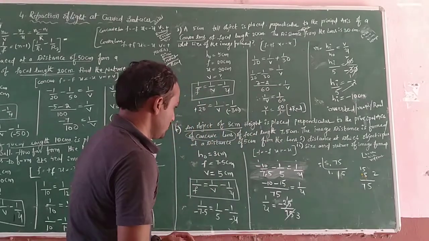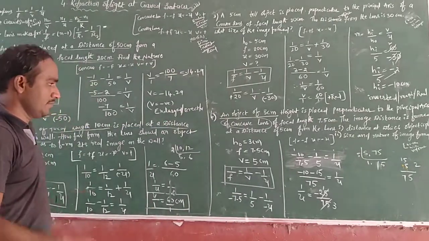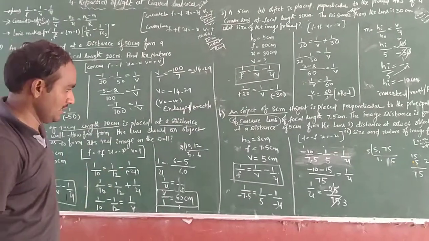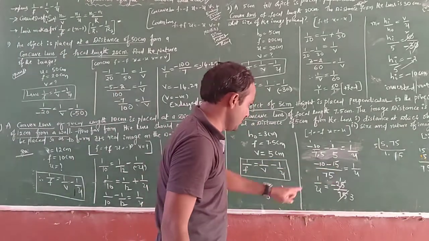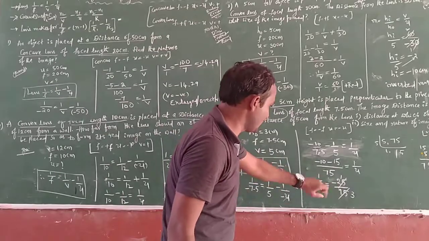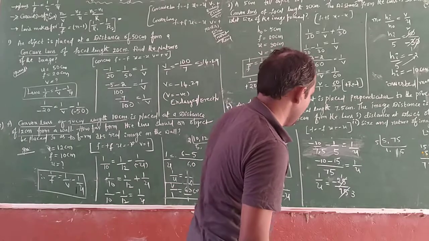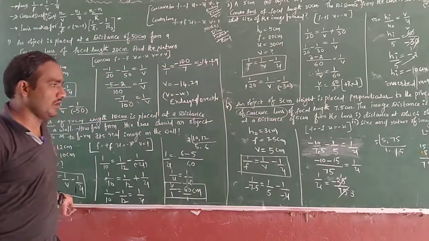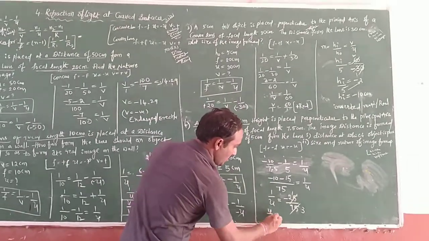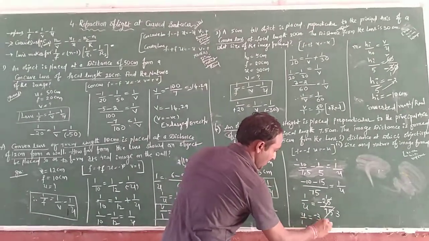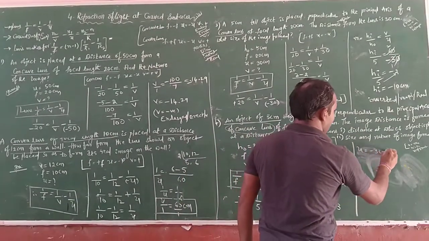Okay. So here, minus 10 minus 15, that is minus 25 divided by 75, is the value of 1 by u. So 1 by u is equal to minus 1 by 3. Taking the reciprocal, u by 1 is equal to minus 3 by 1 centimeter. So u is equal to minus 3 centimeter, which we obtained.